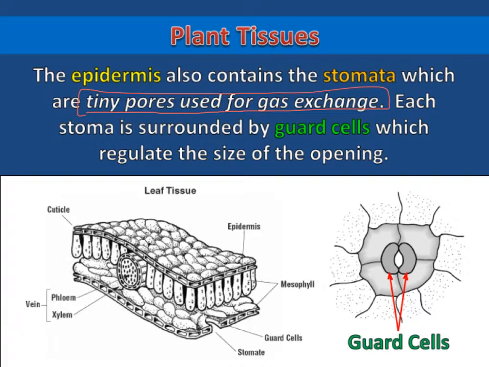On number 5, it says, what cells regulate the size of these stomata? And the answer, guard cells. Remember, Mr. B gave you that analogy. The mouth represents the stomata, whereas the lips represent the guard cells. So number 5, guard cells.